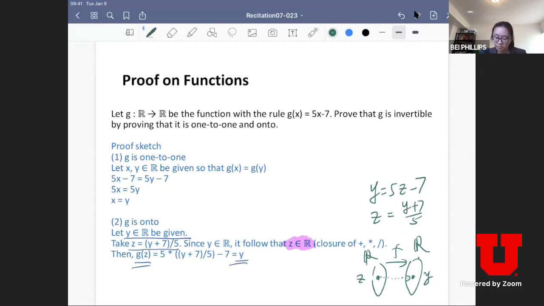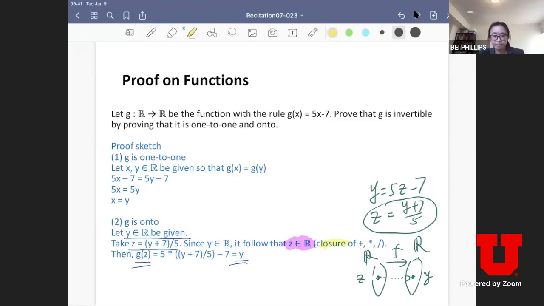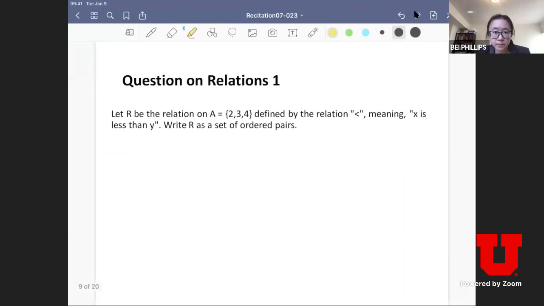But the most important part is I need to show Z, by doing this, is part of the domain. Does that make sense? So you need to be able to use the closure property here. Okay. All right. So this one should only take you roughly 20 seconds.